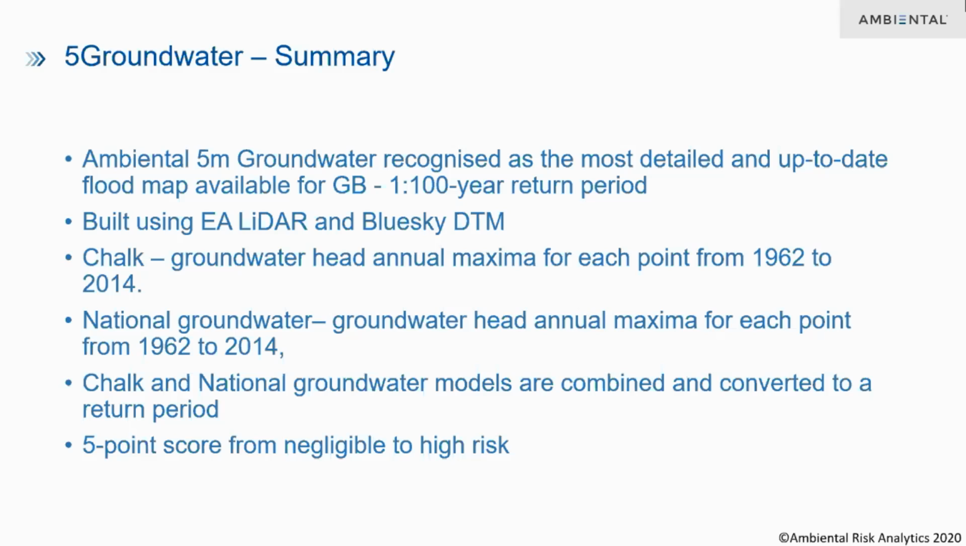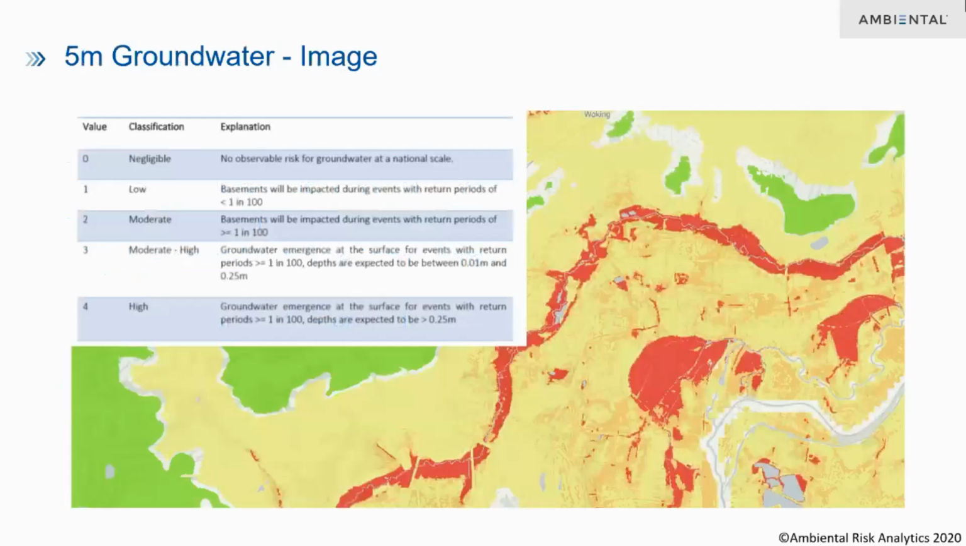We look at the chalk groundwater with a partnership with BGS, and again the national groundwater data set. And working with the BGS, we've created the 5 meter grid flood map here, which is a 5-point score from negligible to high risk. And if I just move to the next slide, it gives you an idea of how this actually works. We think for street works, deep foundations, if you just want a snapshot of what the groundwater will look like, all of our models are national models, and a lot of them are used by the insurance industry on a national basis.